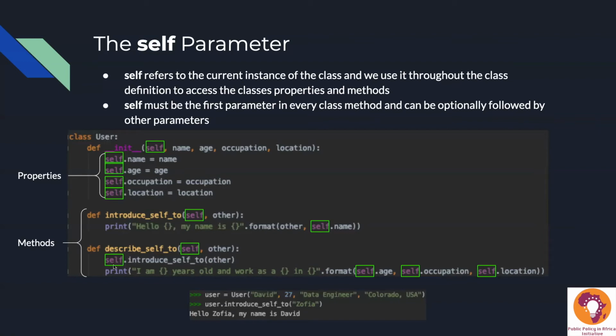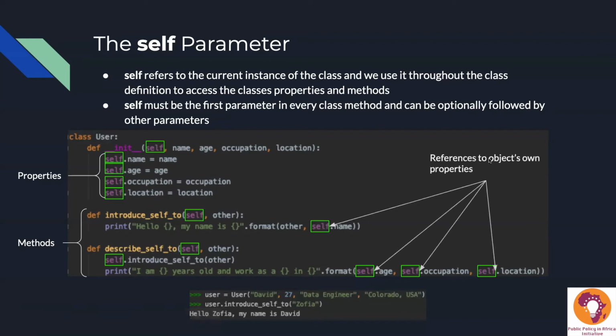So I'm saying like the current object that I'm referring to, call that current object's introduce self2 method, passing other to that method. And then also printing out all this good stuff here and referencing the current instance of the object's age, the current instance of the object's occupation, and the current instance of the object's location for formatting into this string here.